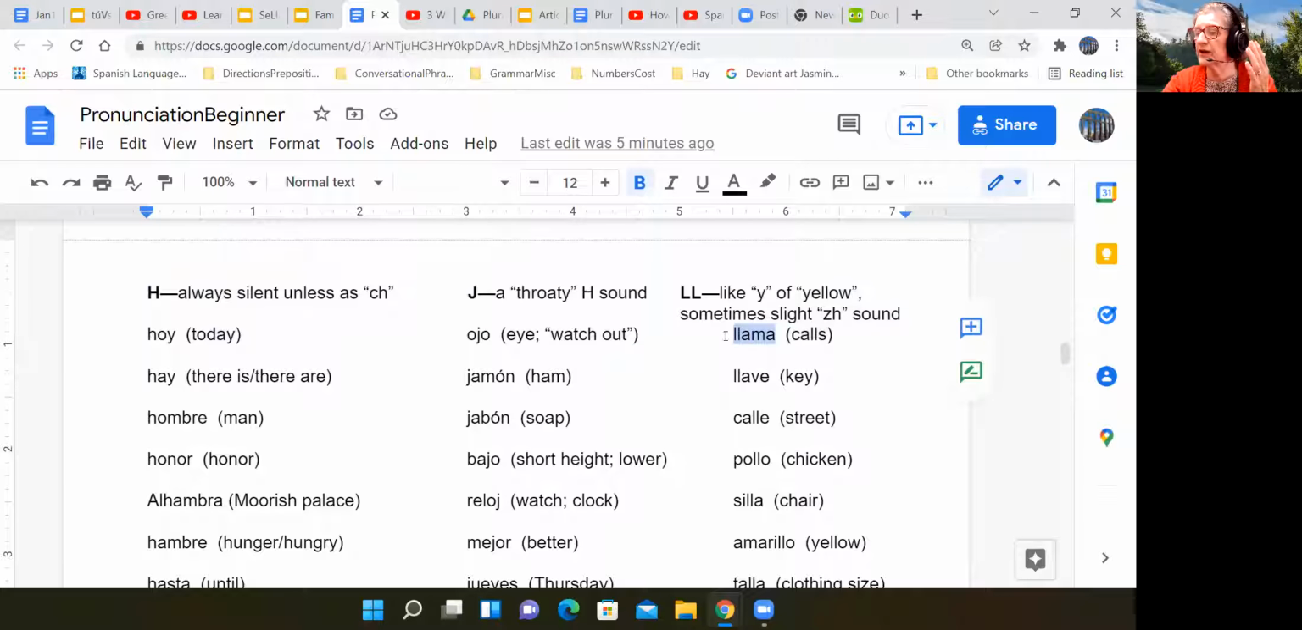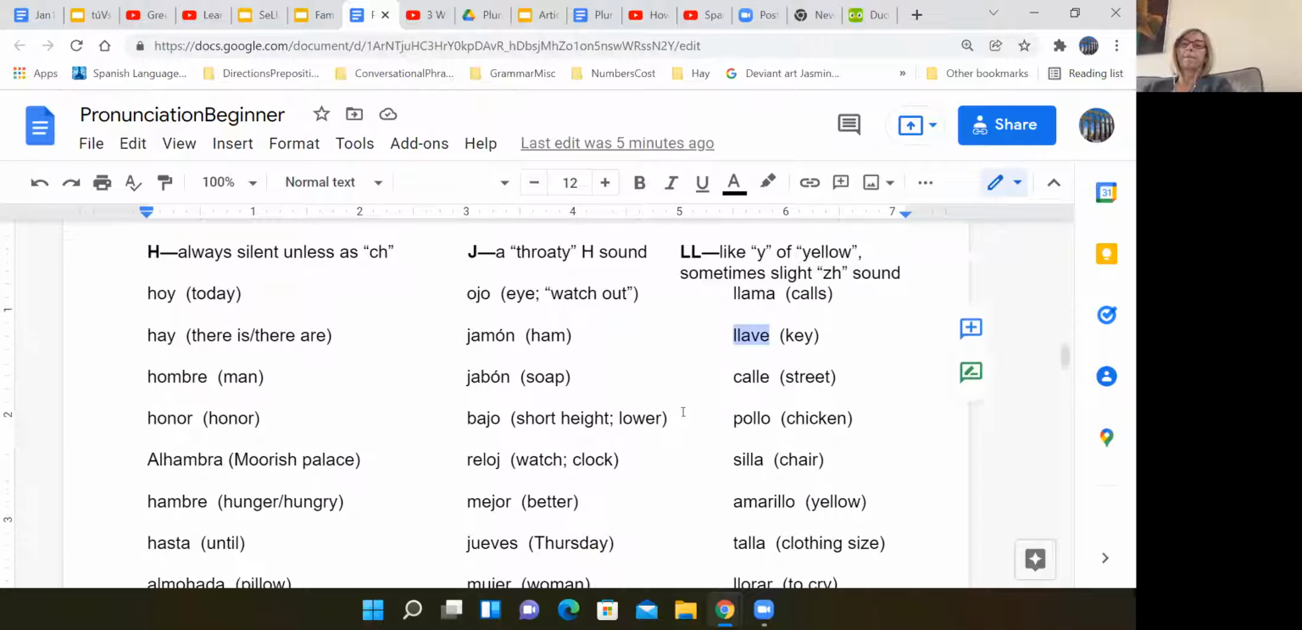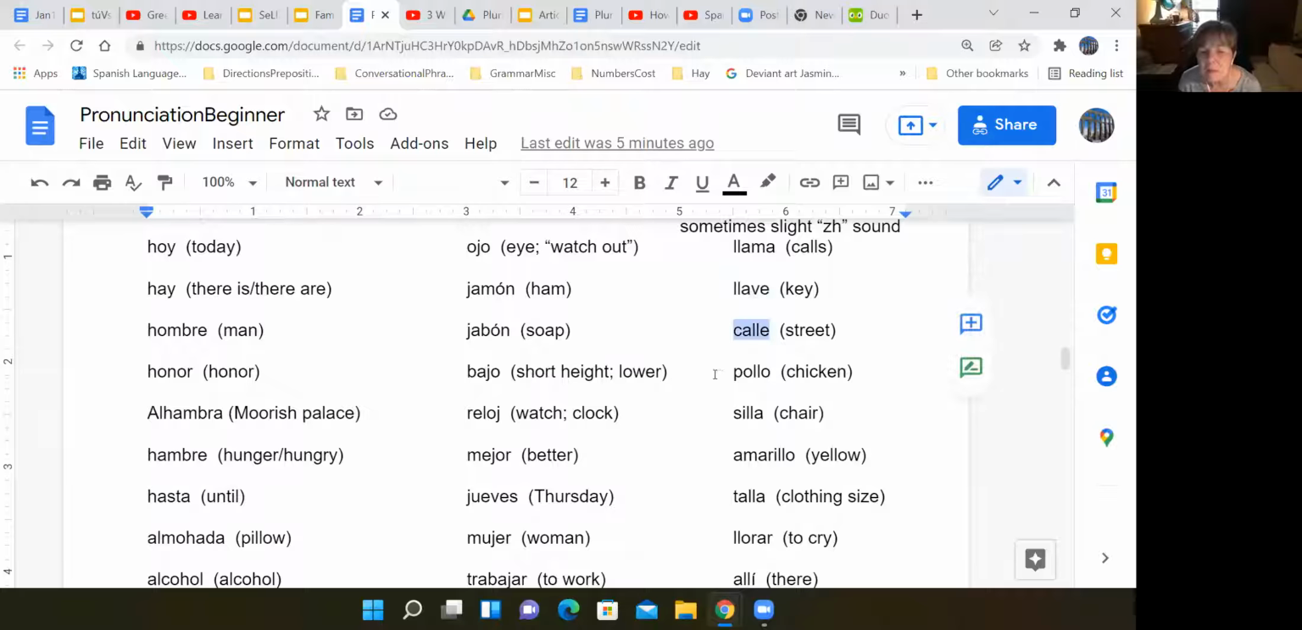So this word here is llama. You can pronounce it as llama with a tiny J or llama. Either way is acceptable. And either way is easily understood. Here's the word for a key. Llave. Here's the word for street. Calle. Pollo. Here's the word for the thing you sit on. Silla.